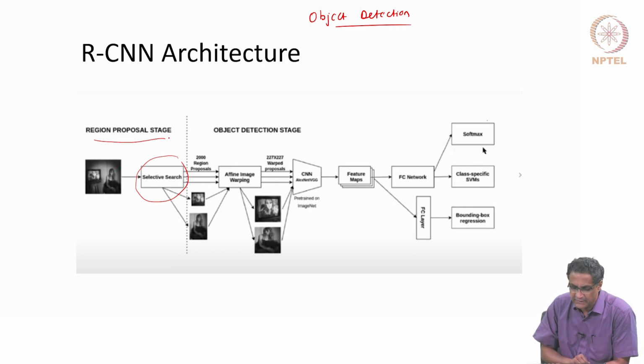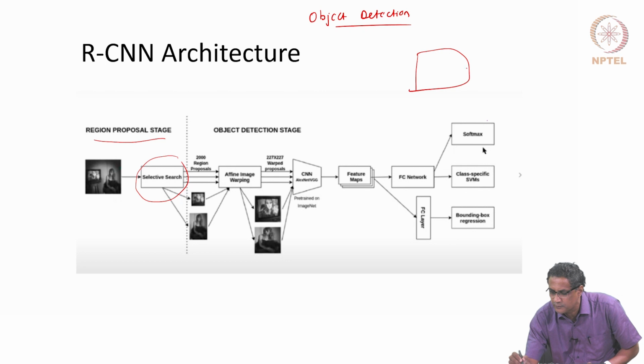But the key thing is to understand how this works. This region proposal stage will flag regions of interest. And typically, given an image, it outputs of the order of 2K proposals.